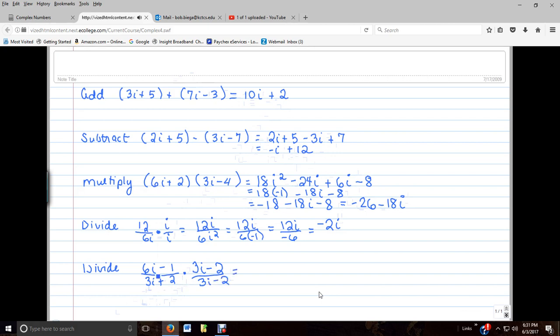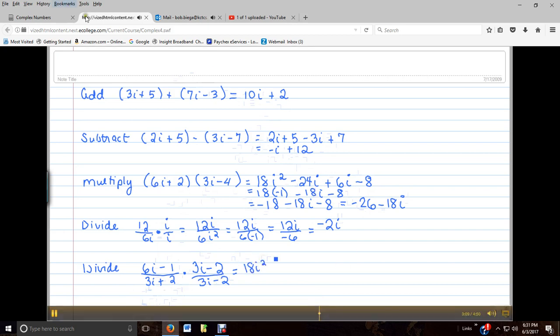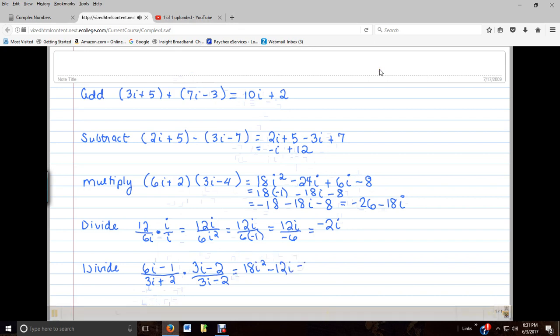All right, now on the top, we're going to FOIL this out, just like we FOILed out in our third problem above. 6i times 3i is 18i squared. 6i times minus 2 is minus 12i. Negative 1 times 3i is negative 3i. And negative 1 times negative 2 is positive 2. We're going to do the same thing on the bottom.